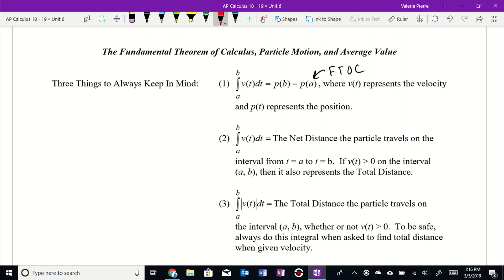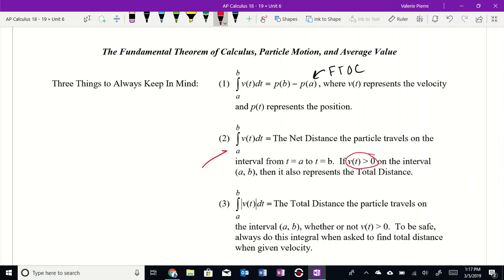The second thing to keep in mind is that the integral from a to b of v of t dt is equal to the net distance the particle travels on the interval from t equals a to t equals b. If v of t is greater than 0 on the interval from a to b, then it also represents the total distance. Okay, so this is important. V of t greater than 0 is equal to the total distance as well.